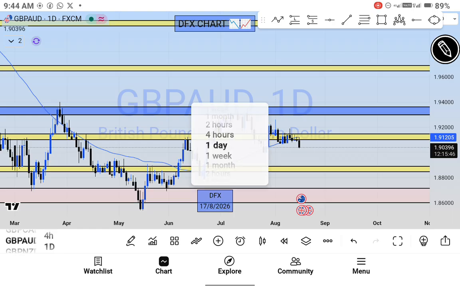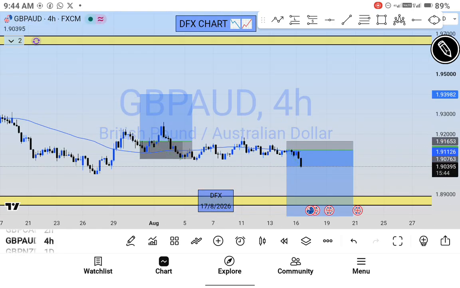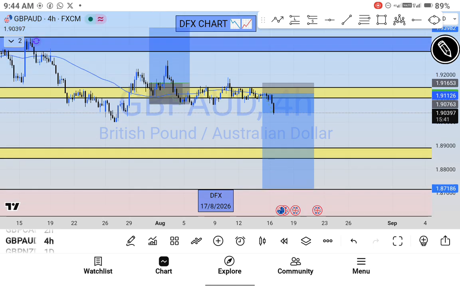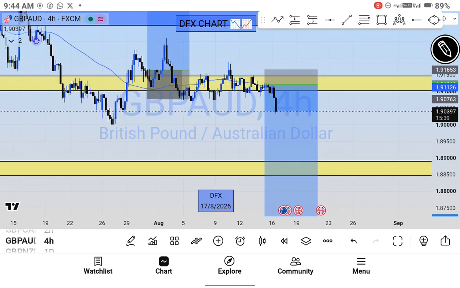Okay, so on a 4 hour time frame, this is it. Now actually I'm on this trade, so let's just see how it goes.